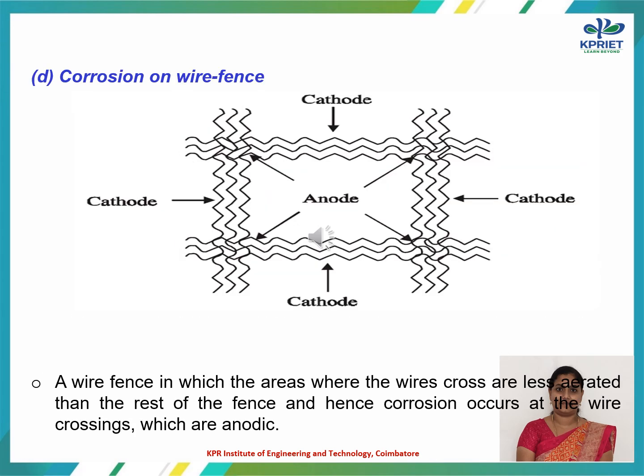The fourth type of differential aeration corrosion is corrosion on wire fence, which happens on a wire fence where the areas in which the wires cross are less aerated than the rest of the fence, and hence corrosion occurs at the wire crossings, which are anodic.